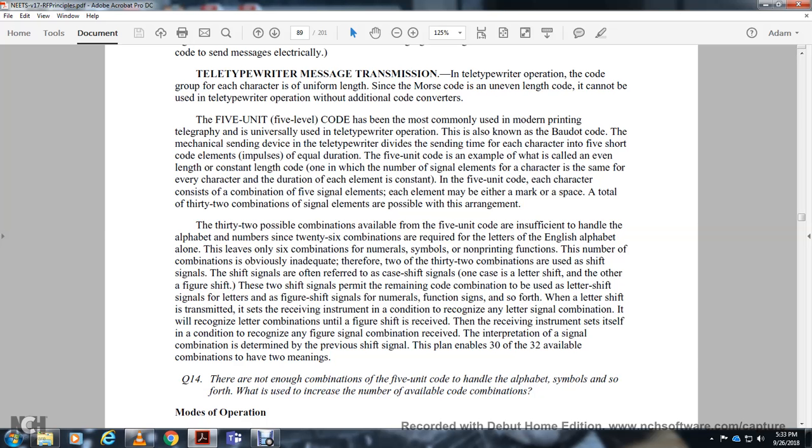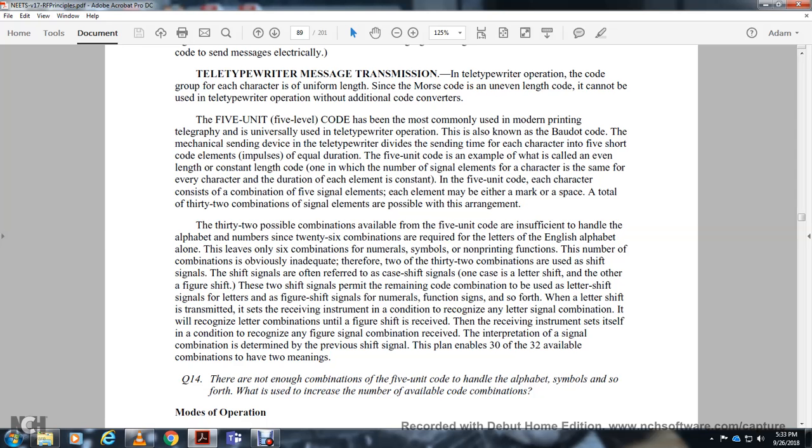The number of combinations is therefore inadequate, so two of the 32 combinations are used as shift signals, often referred to as case shift signals. One is letter shift, the other figure shift. The two shift signals allow the remaining code combinations to be used for letters with the letter shift signal, and for numerals, function signs, and so forth with the figure shift signal.